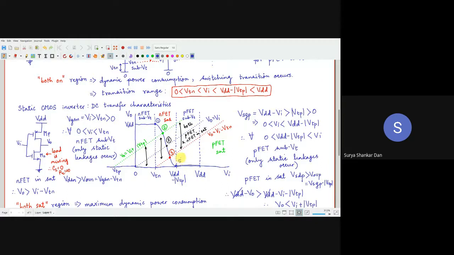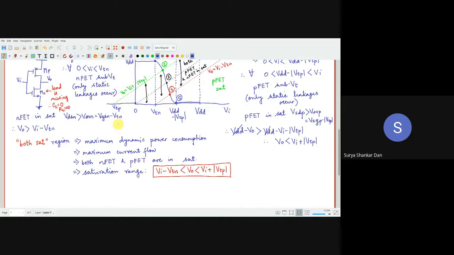This is number 5. When the PFET moves to subthreshold, but again subthreshold is perfect saturation anyway, PFET will move into subthreshold, and NFET remains in linear. Okay, very nice.